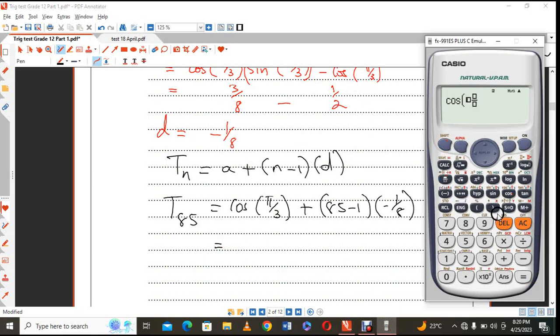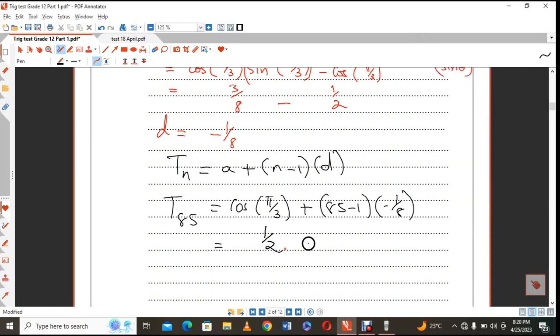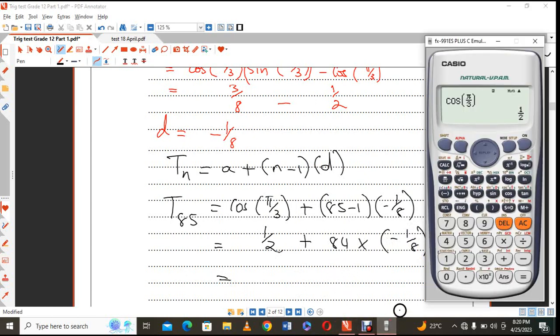cos pi upon 3 radians. Okay, calculator should be in radian mode, and that's equal to 0.5 or half. Okay, so this here is a half, plus this is 84 times negative 1 over 8. Okay, so it's a matter of just calculating and seeing what that gives us.